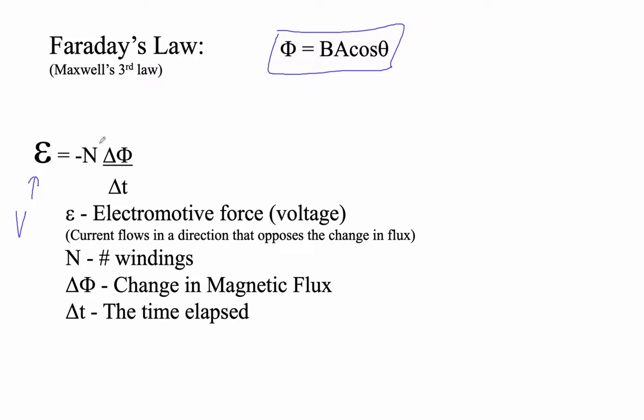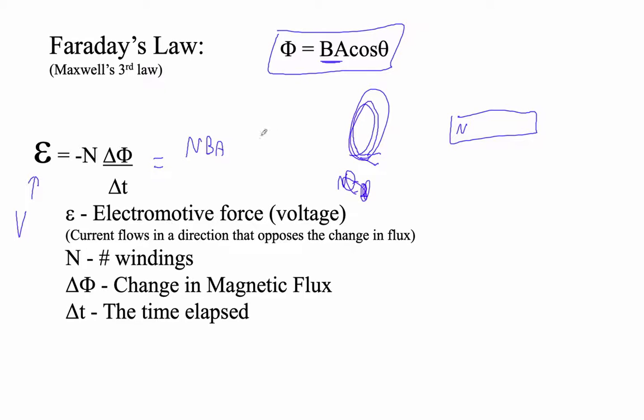And then this is the number of windings. So if I've got one winding, and I've got a magnet, N is 1, and then I could have 2. Now N is 2, and then I could have 3 windings. Every winding is going to have this change in magnetic flux over time. So this is the number of windings that you have. That's the change in magnetic flux. That's the time elapsed.